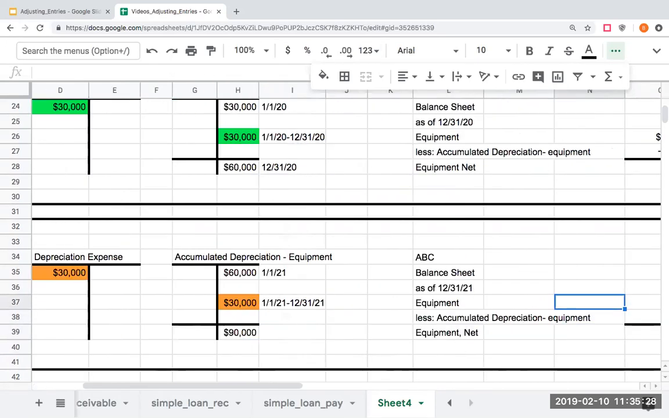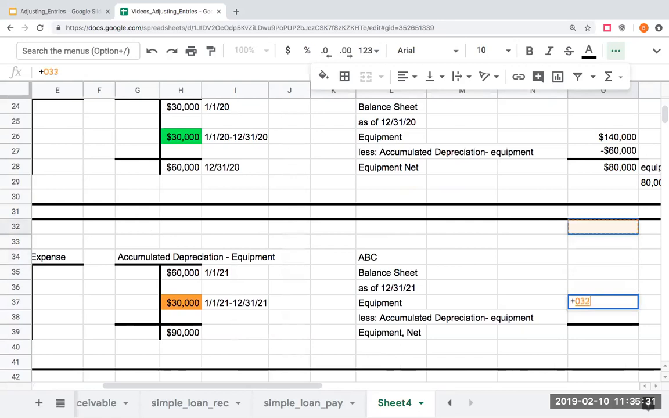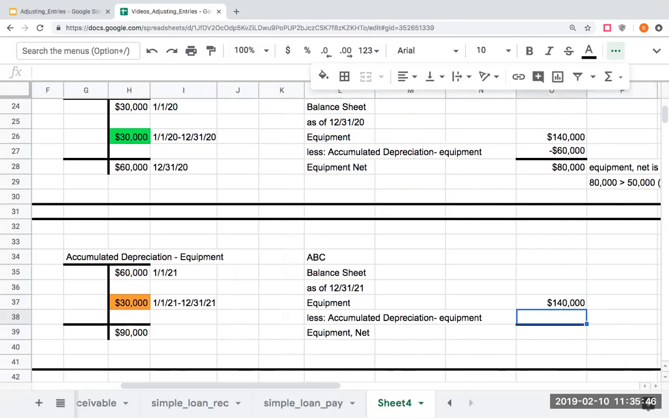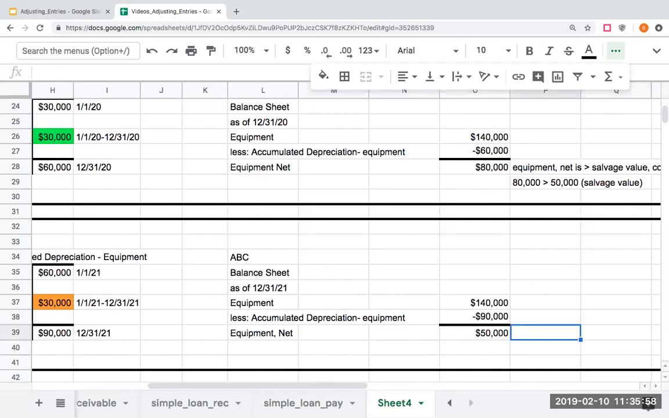So when I go to my balance sheet, it still shows equipment here of $140,000. Remember, I don't touch equipment once I buy it. I show the reduction in value or the useful value via accumulated depreciation. Here, my accumulated depreciation on my equipment had an ending balance as of 12/31/21 of $90,000. So my equipment net right here is now $50,000. And my equipment net is equal to my salvage value.